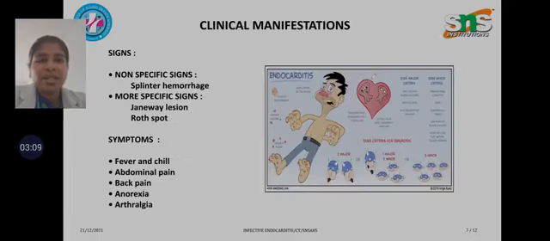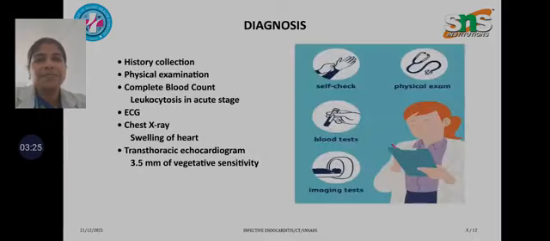Clinical manifestations: signs and symptoms are also noted. Signs that are non-specific include splinter hemorrhage, and more specific signs are Janeway lesions and Roth spots. Symptoms again are fever, chills, abdominal pain, back pain, anorexia, and arthralgia.